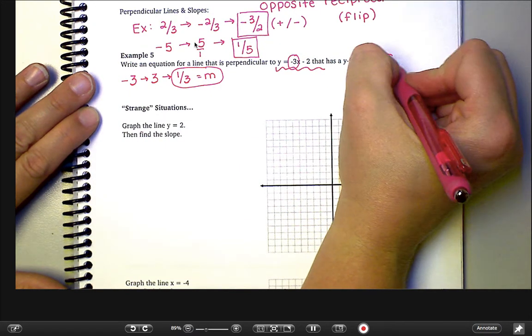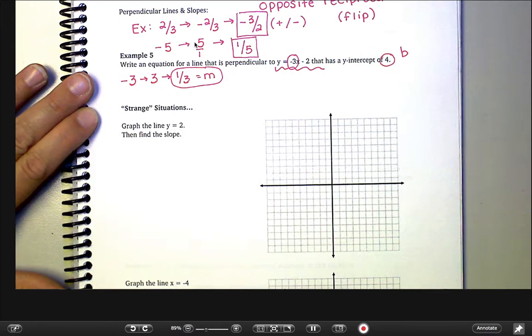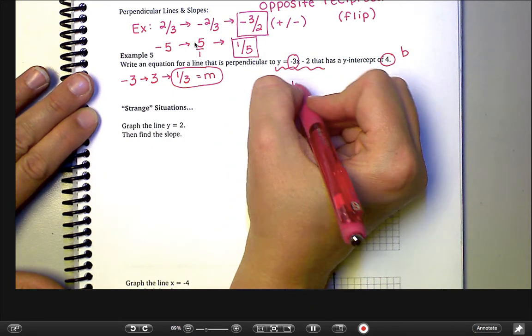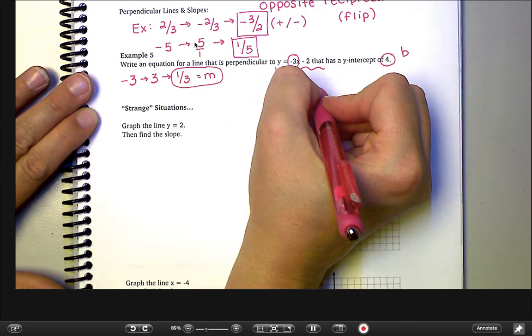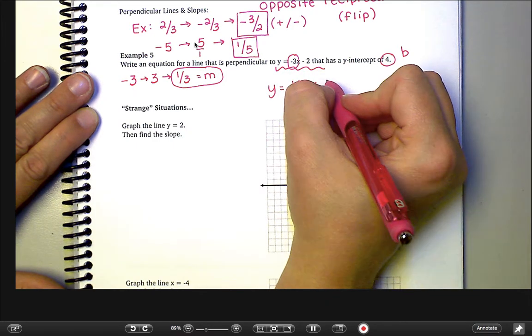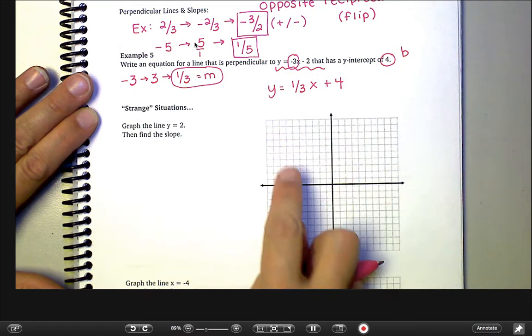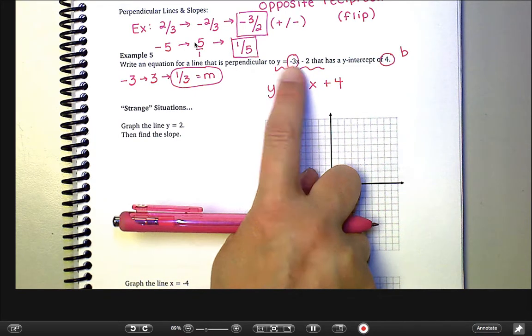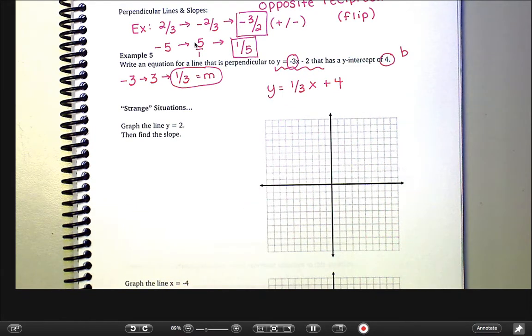Over here, I have a y-intercept of 4, so that's going to be my b. So I'm going to write myself a new equation that says y equals 1/3 x plus 4. Okay? And this equation would be perpendicular to this one, and it would have a y-intercept at positive 4.